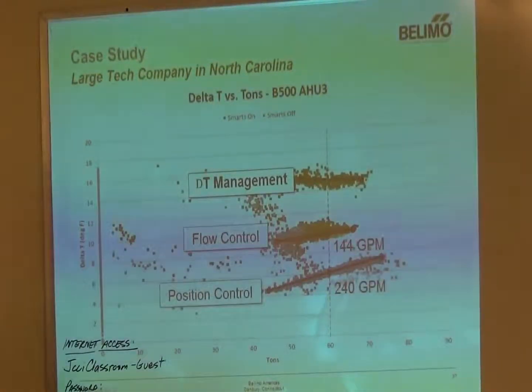Now, if you bring the delta T management into it, we've gotten it down to 96 GPM to satisfy that same load. And that's why we're looking at the 60-ton load across all. We wanted to see, comparing apples to apples, basically, how much flow would be required based on each type of control. So basically, you're at 40% of your original flow, and you're still getting the same amount of output. Yep.